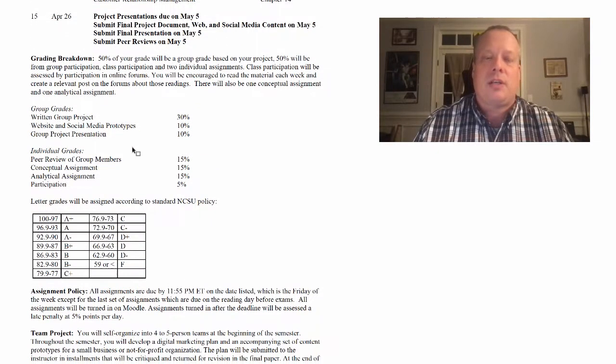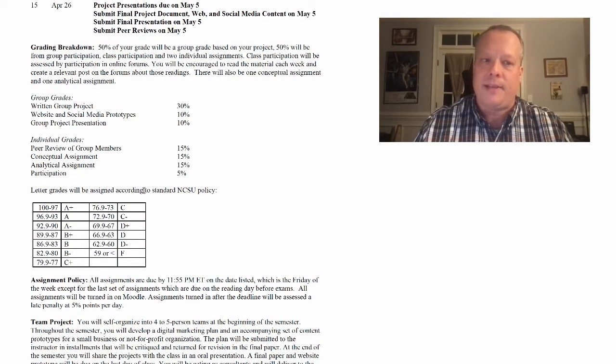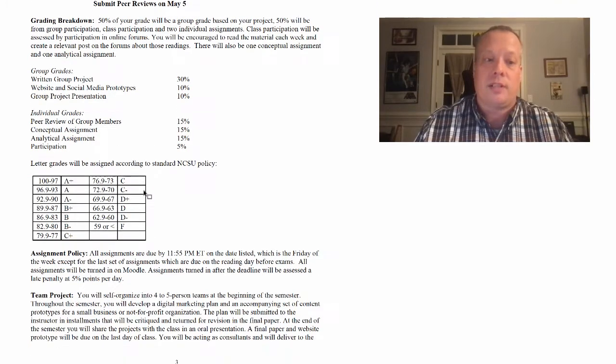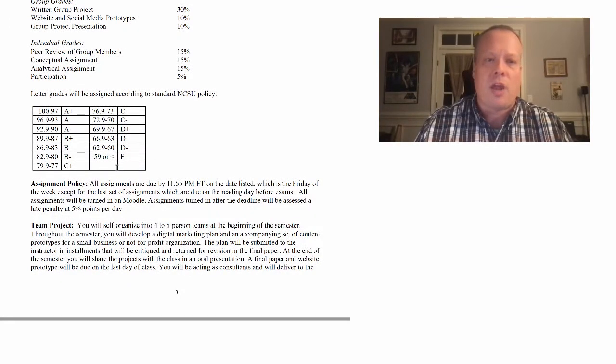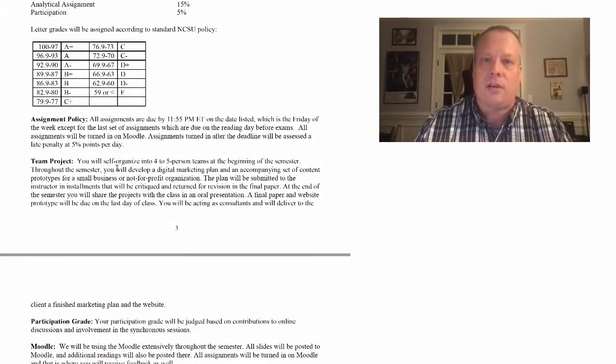Also, as I mentioned earlier, 50% of the grade is your group project, so pay attention to that. Another 50% is individual grades, some of which are actually still related to your group project, the peer review. And then there's this 5% participation grade. Grade breaks are pretty much standard NC State policy.